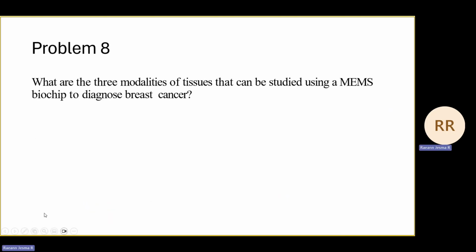Problem 8. What are the three modalities of tissues that can be studied using a MEMS biochip to diagnose breast cancer? By modalities, what we mean is what type of properties of tissues we can study to diagnose breast cancer. And the device that we are using is a MEMS biochip. Okay. So what do you think are the three modalities or three properties of a tissue that we can study?